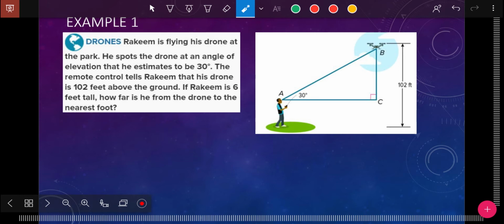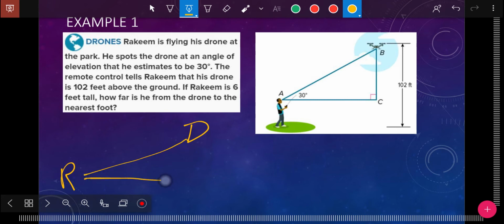Right? And so now you have the situation. And they won't always give you the picture, so you got to figure out how to draw the picture. And so, if I was drawing the picture for myself, I would have Rakeem flying his drone, so I know the drone's up in the air. And he's looking up at his drone. But Rakeem would normally be looking straight ahead. All right? And so you have to be able to figure out how to draw that triangle for yourself.